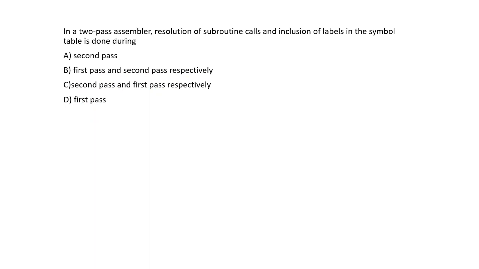This is a previous year ISRO question. In a two-pass assembler, resolution of subroutine calls and inclusion of labels in the symbol table is done during which phase? This is like a memory-based question. So, in a two-pass assembler, during the first phase, the labels are included in the symbol table and the subroutine calls are resolved in the second pass. So, the answer to this question is option C, which is in second pass, the subroutine calls are resolved and in the first pass, the labels are included in the symbol table.